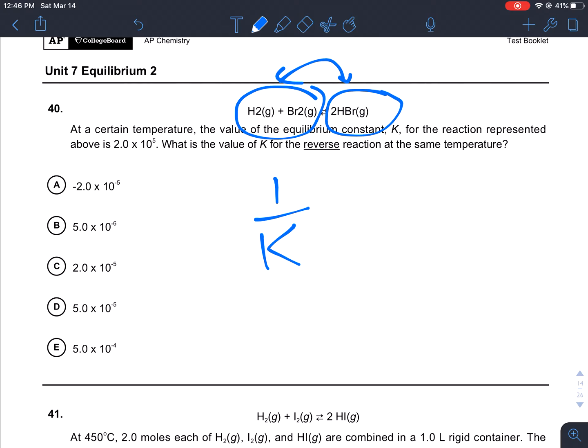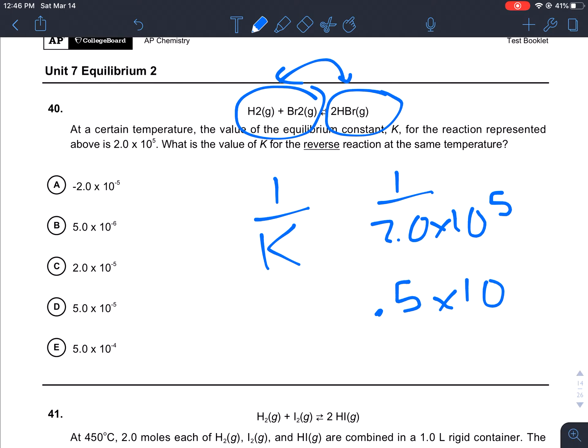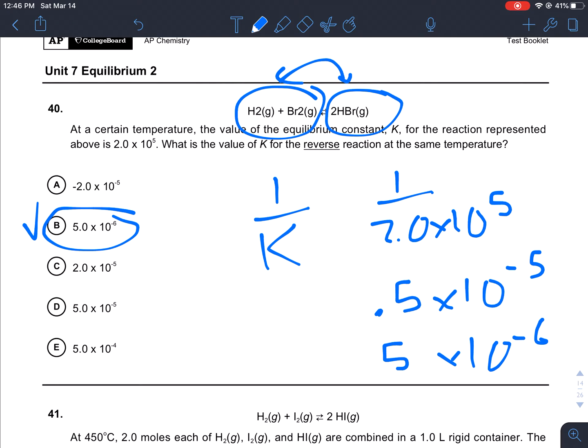So 1 over 2.0 times 10 to the 5. This becomes 0.5 times 10 to the negative 5. This becomes 5 times 10 to the negative 6. The correct answer is B. So remember, when you flip an equilibrium reaction and you're trying to find the K, you have to take the inverse of the K.